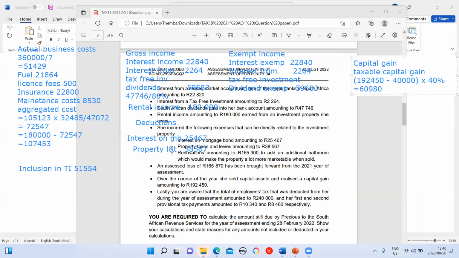And then lastly, you are aware that the total of employees' tax deducted during the year of assessment amounted to 240,000, and the first and second provisional tax payments amounted to 10,214 and 8,460. So we are saying that taxable income, right? These amounts we deal with when we are calculating tax payable. And they'll be easy to deal with, honestly. They are not a hard thing to do.